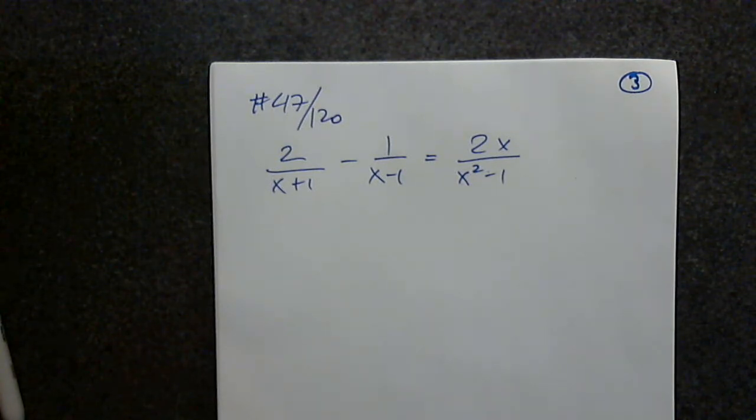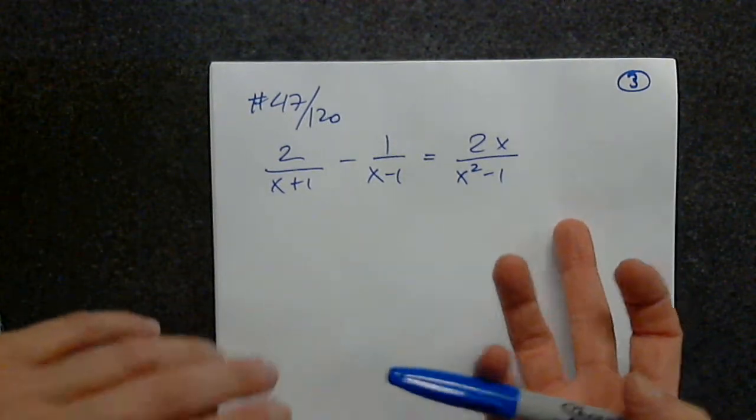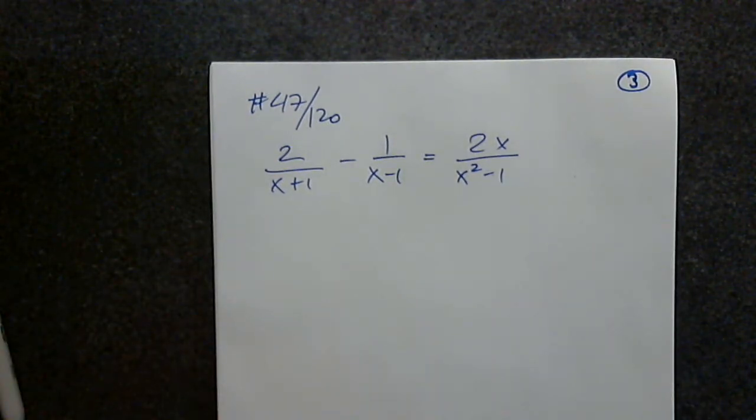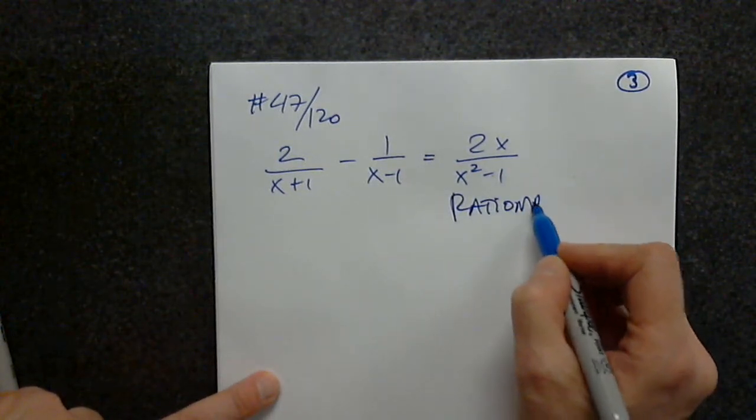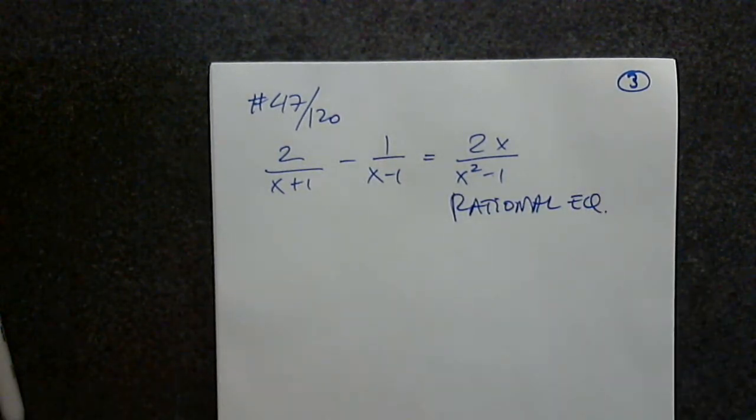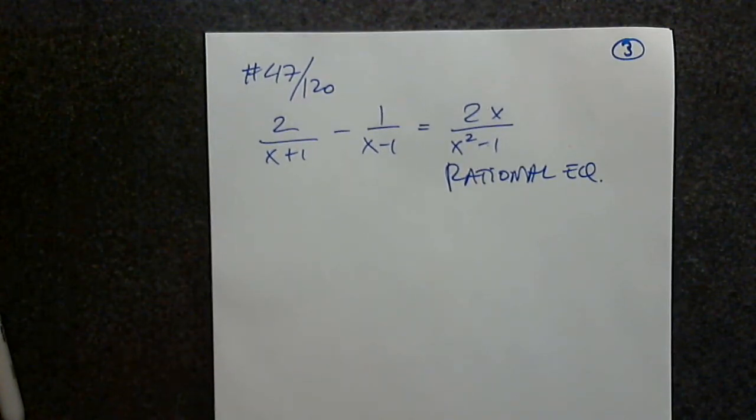So then what can it be? Yes, it is rational because it has fractions and it has x in the denominator. Rational. This is indeed a rational equation. So please remember that. I will write it down in my notebook. A rational equation has to have x in the denominator. Otherwise, it's not rational.